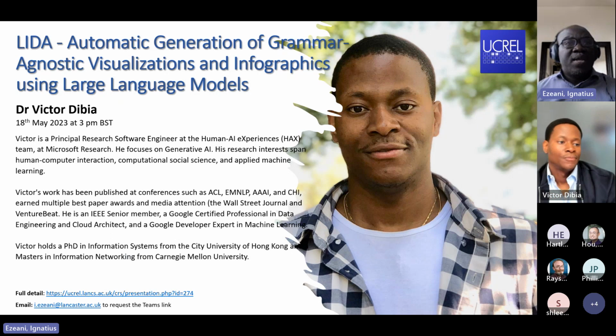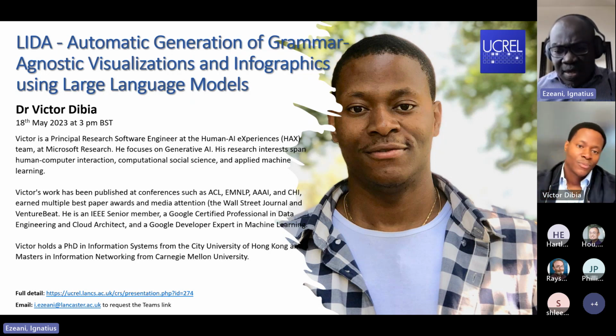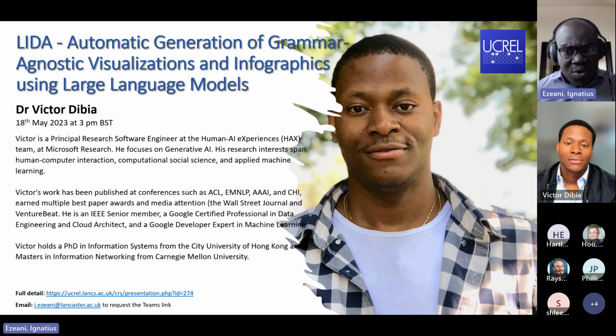Victor is also an IEEE senior member, a Google certified professional in data engineering and cloud architect, and a Google developer expert in machine learning. Victor holds a PhD from the City University of Hong Kong and a master's in information networking from the Carnegie Mellon University. So we're very fortunate to have you, Victor. You're very welcome. If you're ready, you can share your screen and start the talk now. Thank you.